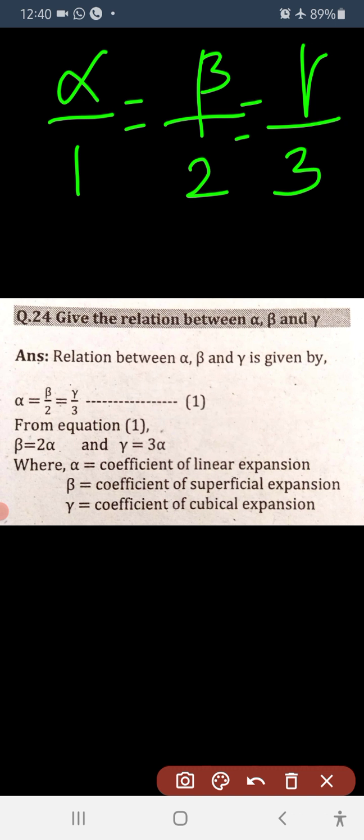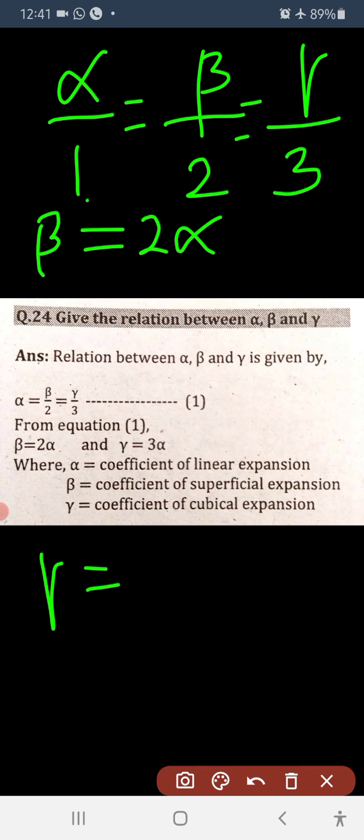If you want to find the exact relation between alpha and beta, then we can find it. Beta into 1 is beta, and 2 into alpha is 2 alpha. So the relation between beta and alpha is beta is equal to 2 alpha. Similarly, the relation between alpha and gamma is gamma equals 3 alpha.